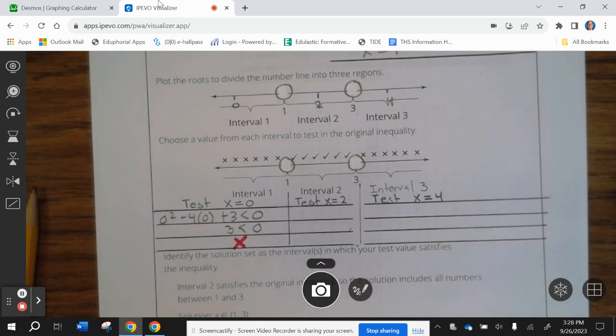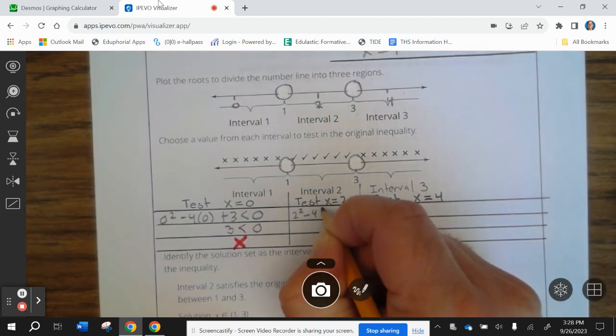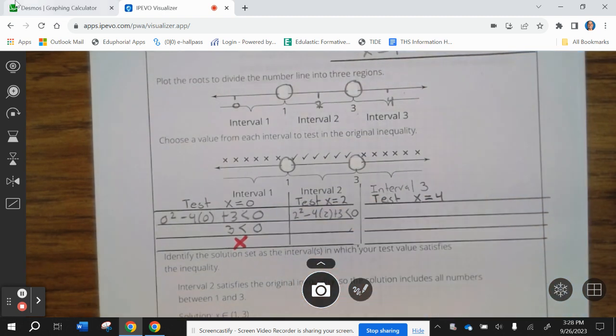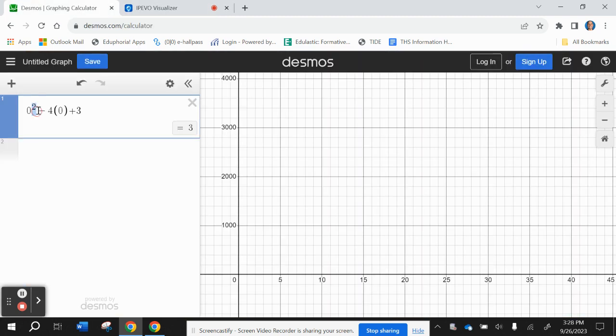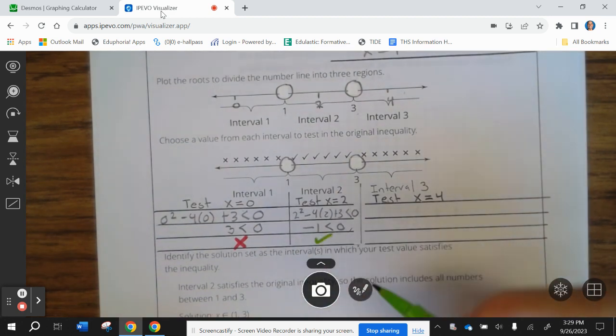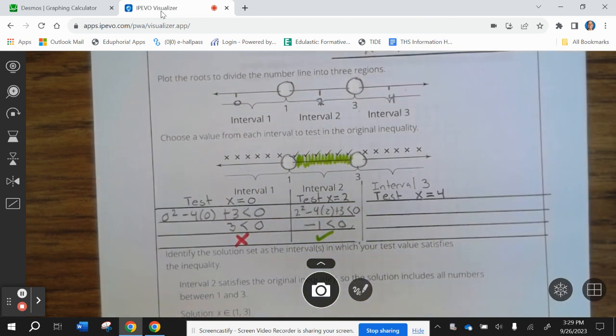Okay, so now let's test 2. So that's 2 squared minus 4 times 2 plus 3 less than 0. So all I have to do here is change the 0 to a 2 and this 0 to a 2, and that's negative 1. So negative 1 less than 0, which is true, so that's a check. So I can shade in between here because that's true.